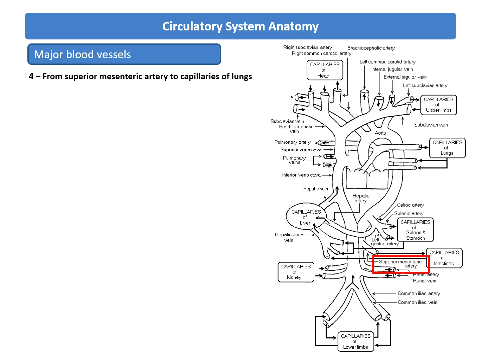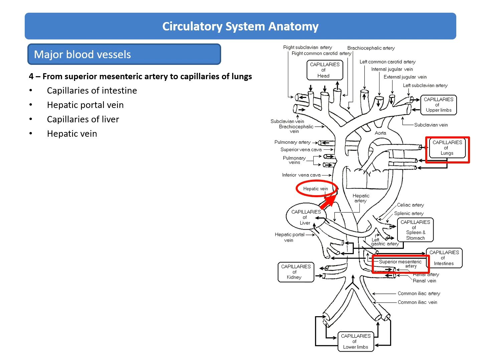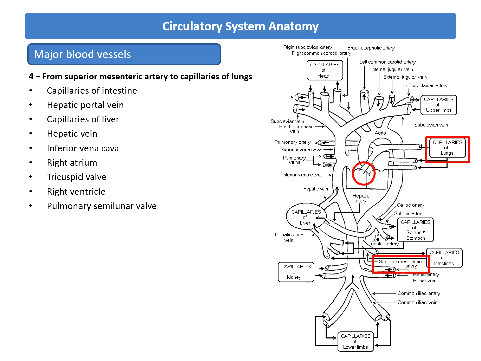What about from the superior mesenteric artery to the capillaries of the lung? Let's begin with the capillaries of the intestines. Blood passes through the hepatic portal vein, through the capillaries of the liver, then by way of the hepatic vein into the inferior vena cava. Then the blood enters the right atrium, passes through the tricuspid valve into the right ventricle, from there through the pulmonary semilunar valve into the pulmonary artery to the capillaries of the lung.